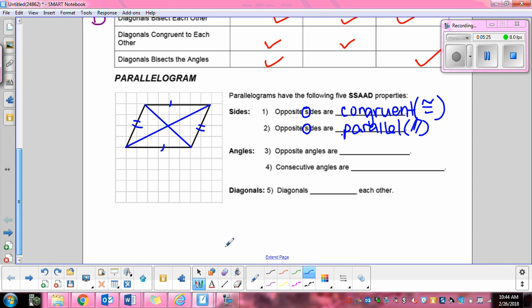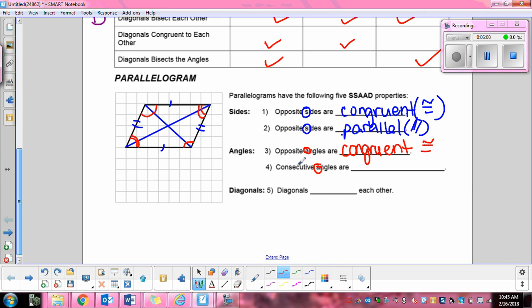Now let's talk about the angles. In all parallelograms, opposite angles are congruent. So this whole angle, this big one, is always equal to this whole angle, and this whole angle is equal to this whole angle. I'm going to put 2 on these because they're not all necessarily congruent, except in a square. But opposite angles are congruent.